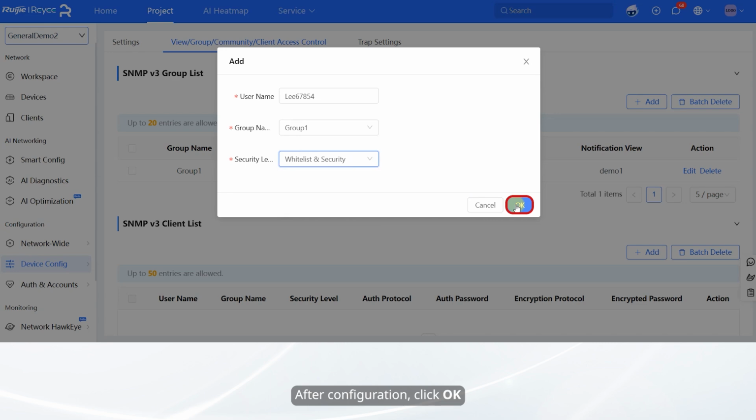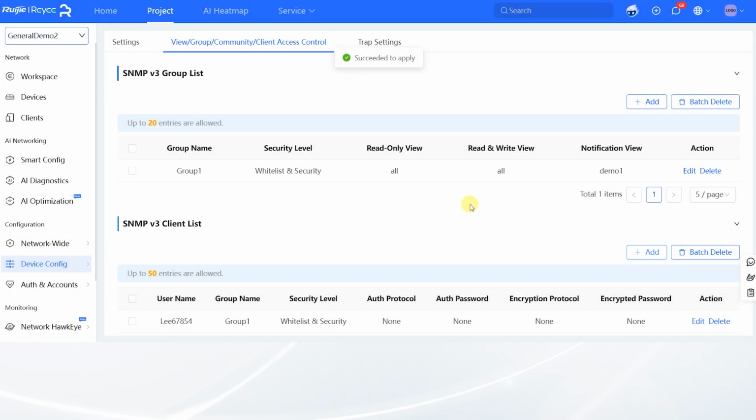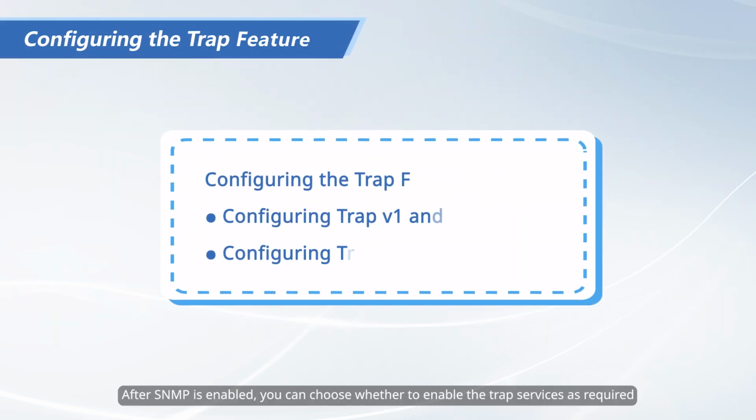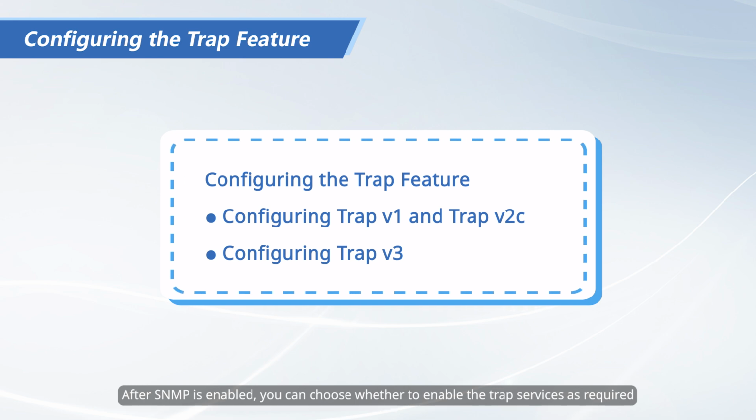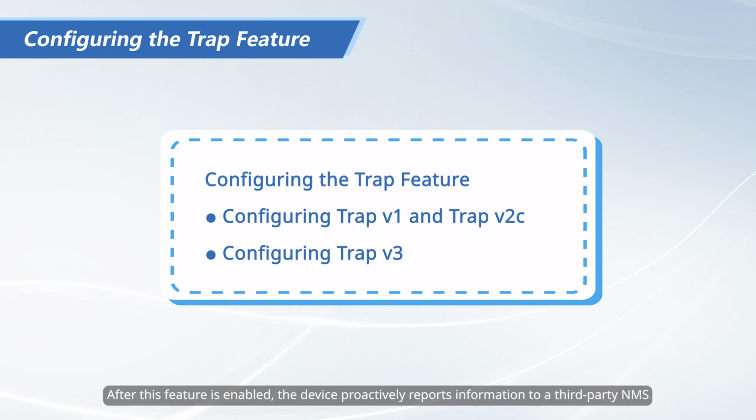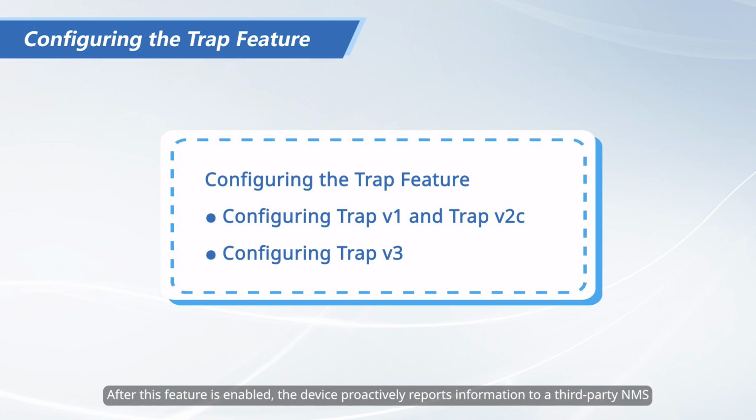After configuration, click OK. After SNMP is enabled, you can choose whether to enable the trap services as required. After this feature is enabled, the device proactively reports information to a third-party NMS.